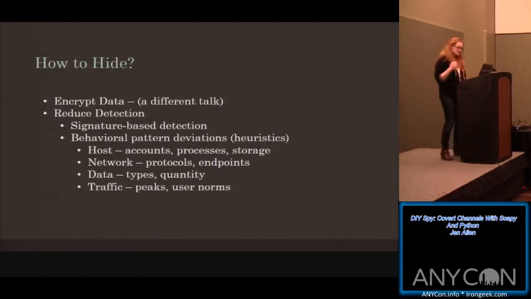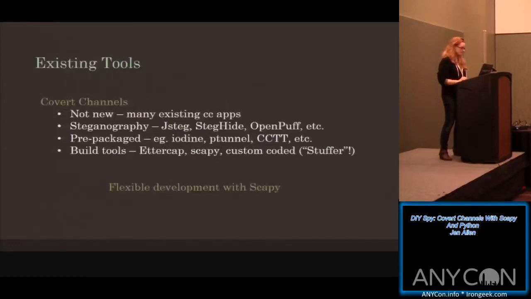So the data types, quantity, as well as traffic peaks, user norms, there's a lot that we can identify just by seeing, Bob doesn't work from 2 a.m. to 3 a.m. Why is he browsing the web for this one website that doesn't actually exist? That's really weird. So you're going to want to understand the environment that you're working in and make sure that you know what you're trying to hide from.